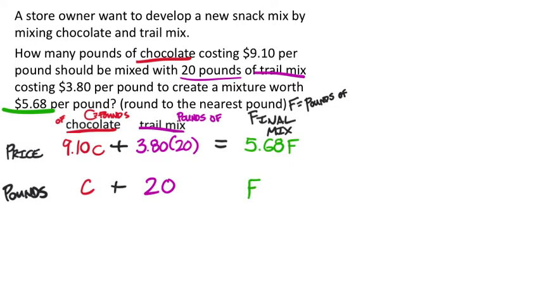So if you take the C, pounds of chocolate, plus the 20 pounds of trail mix, you would have the final mix pounds right there. So I took quite a bit to set that up, because usually this is the hardest part that most students struggle with. If they can get this system down, it's like, oh, I can solve it now, but you just got to get to this point, right?